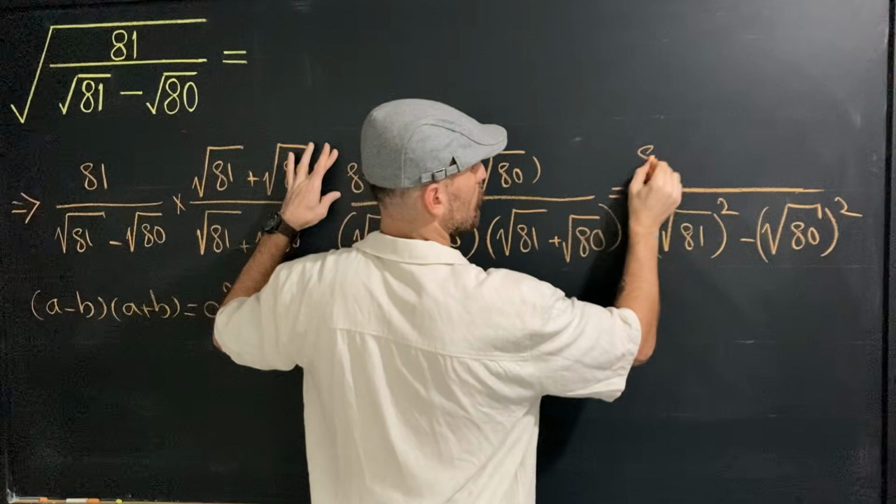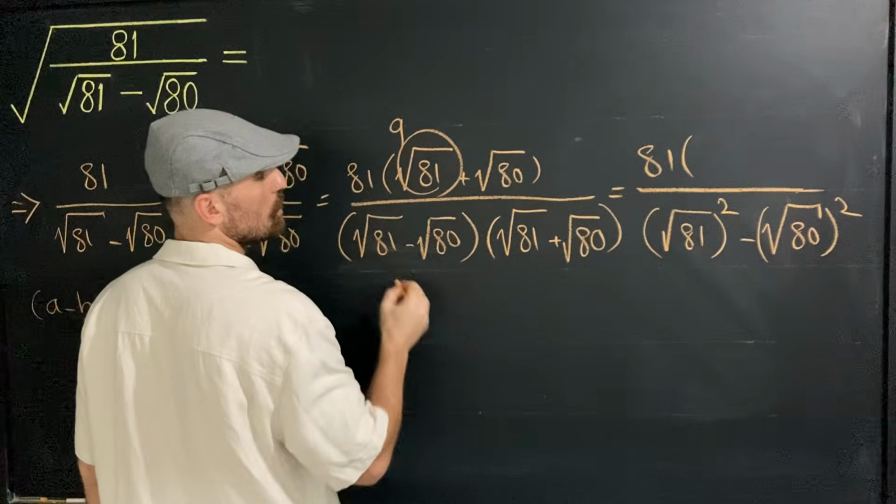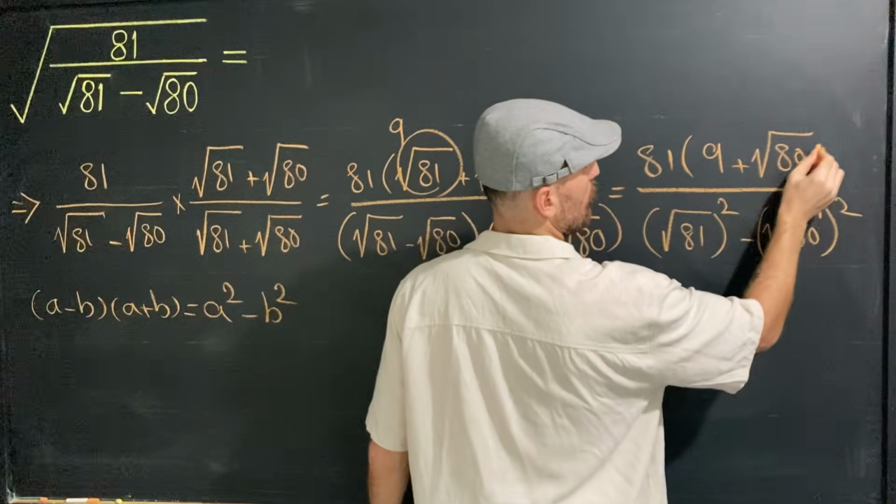On top, what do we have? 81 times second root of 81. All you know, this is 9. So I write here 9 plus second root of 80.